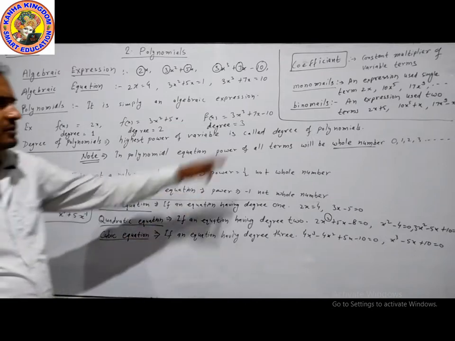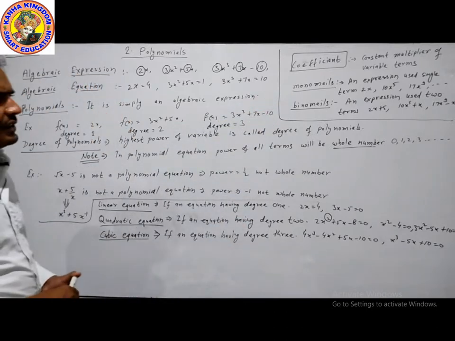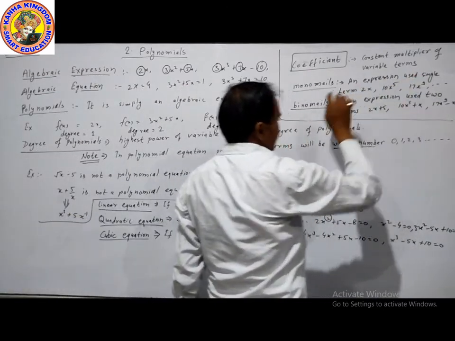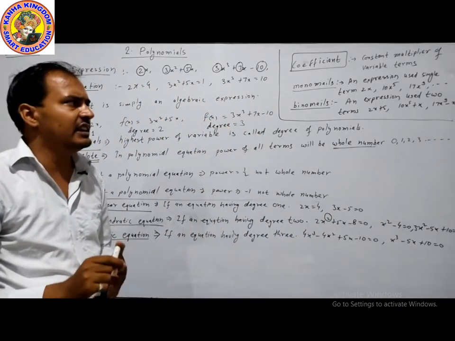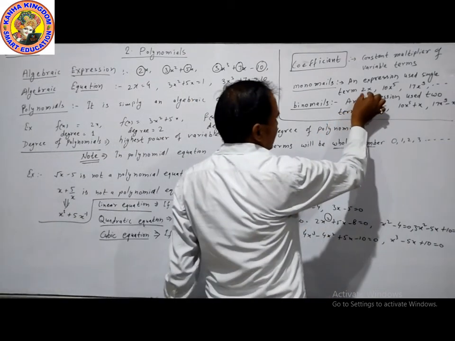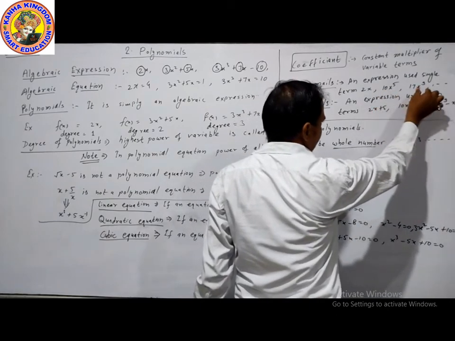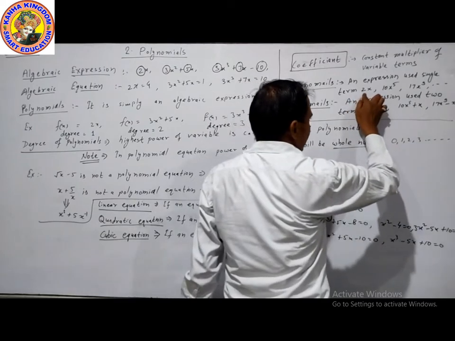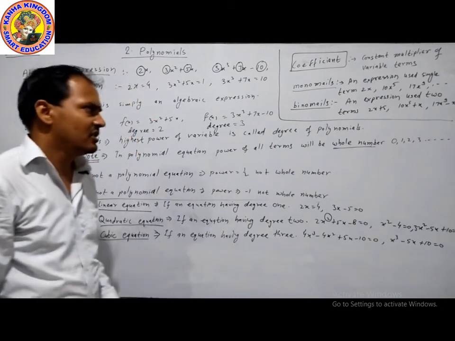Another word is monomial. If an expression used single term, if equation written in a single term, this is called monomial. For example 2x, another example 10x^5. Another example 17x^9. This is expression used only single term, so called monomials.